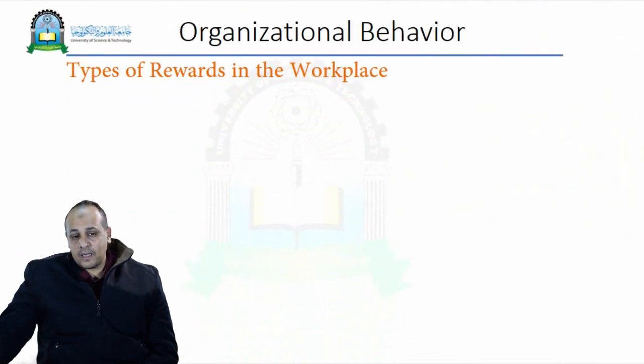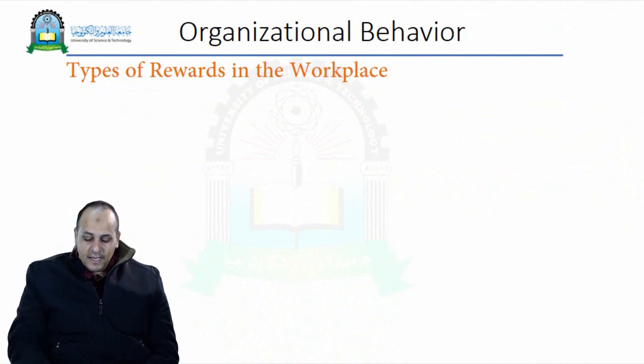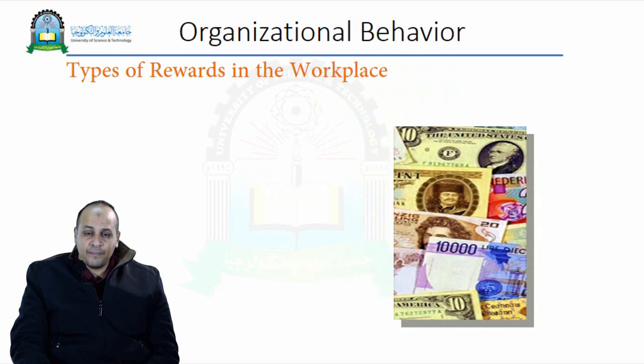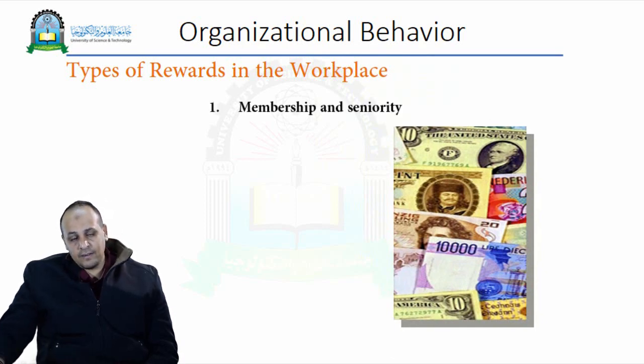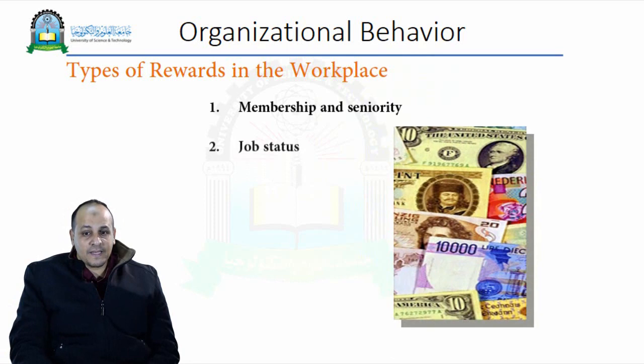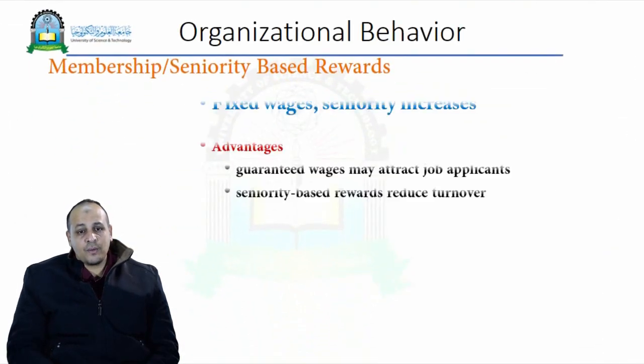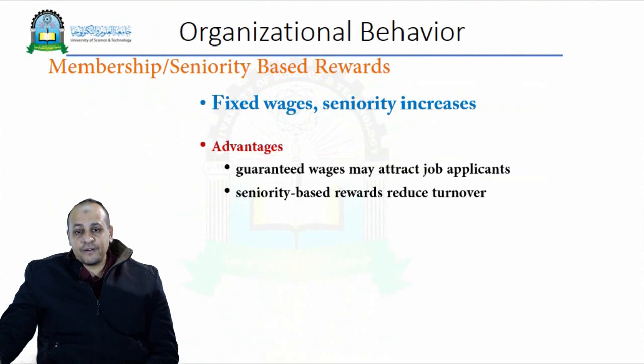Now we talk about the types of rewards in the workplace. We talked about the motivation theories، أنواع الحوافز المستخدمة. أساليب التحفيز في الشركة هي متعددة، نأخذ منها the membership and seniority. This is the first part. We have the job status and the competencies and of course the performance. So we will discuss these four elements in details. So we start with the membership seniority based rewards. وهي الطريقة الأولى.